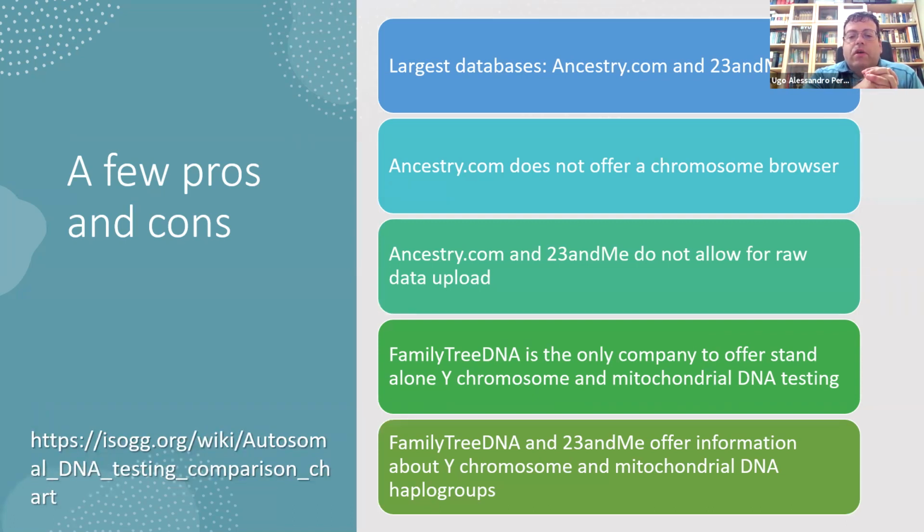Family Tree DNA and 23andMe offer information about Y chromosome and mitochondrial DNA haplogroups. Family Tree DNA, because they test your Y chromosome and mitochondrial DNA, provides that by default. 23andMe does not; you cannot buy Y chromosome or mitochondrial DNA results from them, but they will provide you some information about them, including their autosomal DNA. And this link right here on ISOGG, the International Society of Genetic Genealogy.org, provides a nice table with a comparison of all the different companies, and you can make an informed decision about which company you want to be tested with.